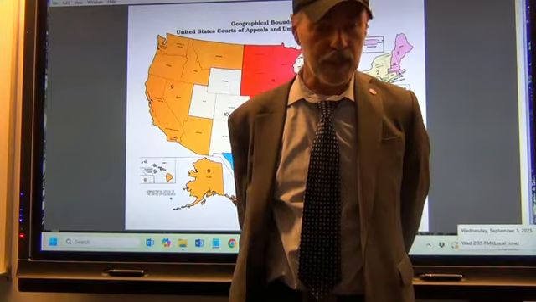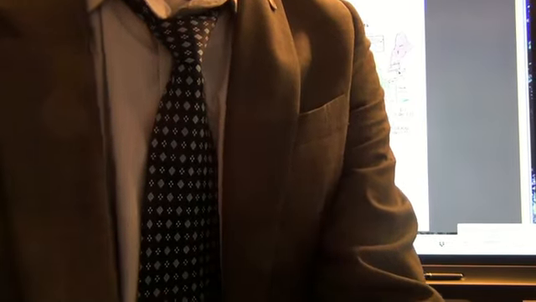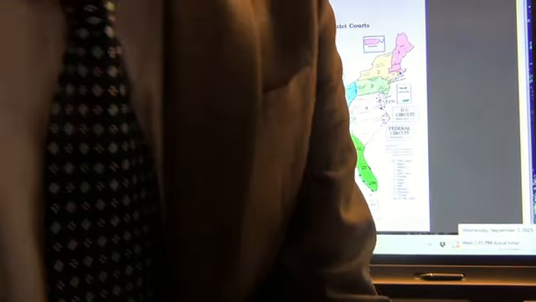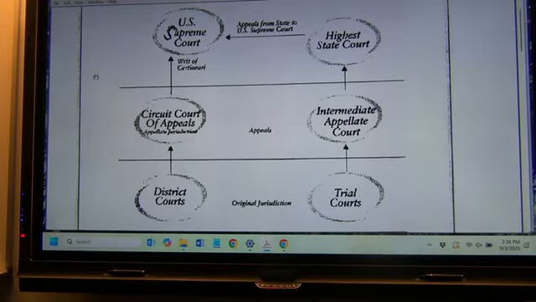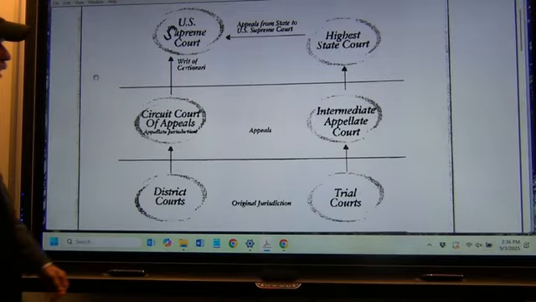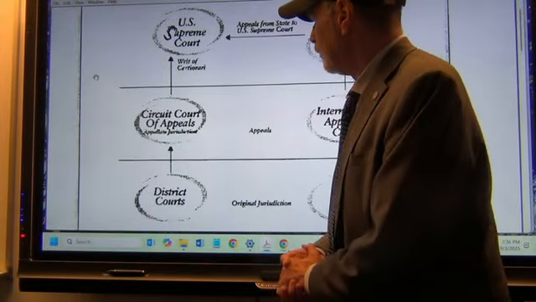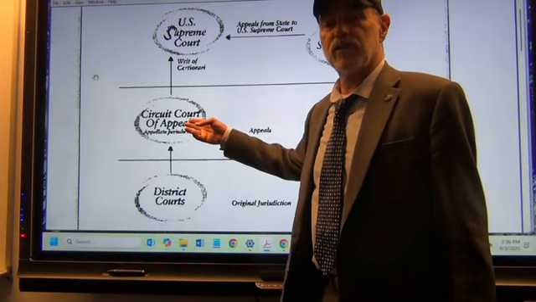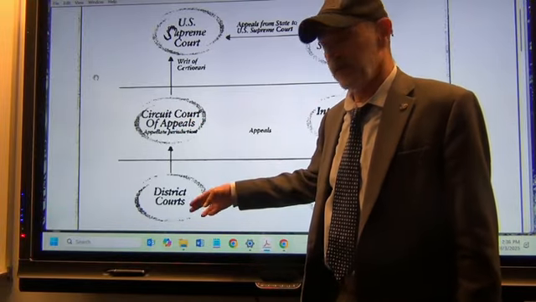That's the last. Okay. We're going to freeze this, and now we're going to talk about the interaction between the state and the federal courts. Okay, we were just talking about the circuit courts of appeals, looked at a map showing which ones contain which districts.